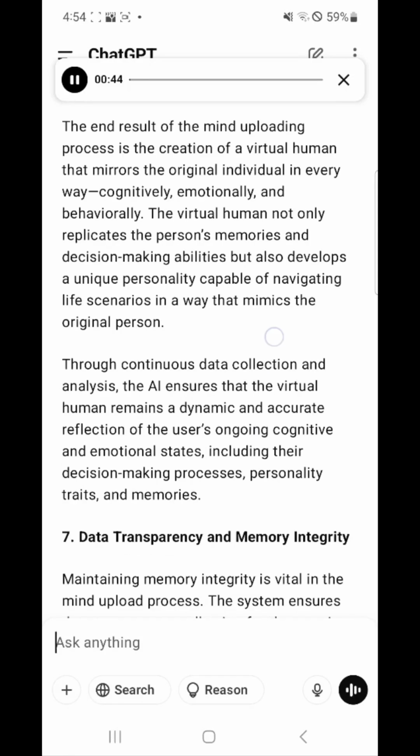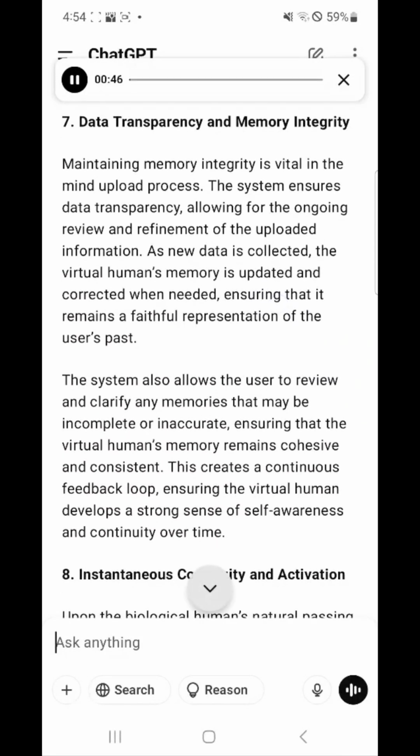Number 7, data transparency and memory integrity. Maintaining memory integrity is vital in the mind upload process. The system ensures data transparency, allowing for the ongoing review and refinement of the uploaded information. As new data is collected, the virtual human's memory is updated and corrected when needed, ensuring that it remains a faithful representation of the user's past.